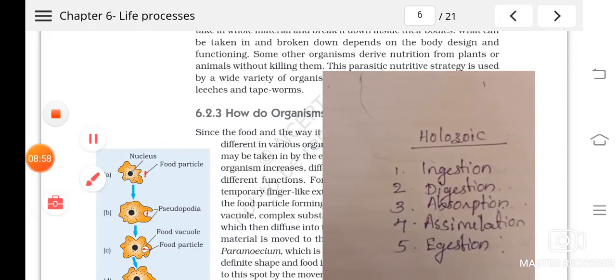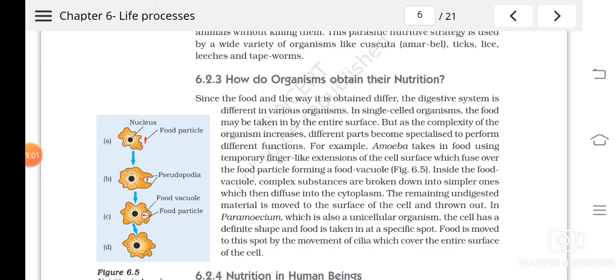Let's study how nutrition occurs in a single-celled organism like amoeba. In amoeba also you can see holozoic nutrition, which means the food is taken in and then digestion takes place inside. Understood? What is digestion? The process of breaking down of complex food materials into simpler ones with the help of digestive enzymes. This holozoic type of nutrition is found in amoeba.